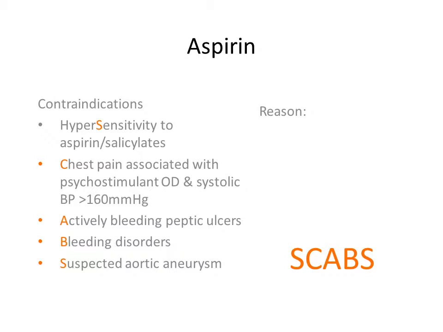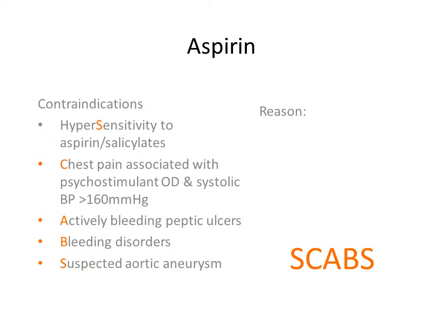Now, when you're looking at the second one, so chest pain associated with a psychostimulant overdose and a systolic blood pressure of greater than 160, the reason it's contraindicated is because in these patients, if they have chest pain or discomfort, it is most likely due to the fact that their heart rate is going too fast, not because of a cardiac origin. So we're not suspecting a clot's necessarily forming there, and that's why they've contraindicated it. It's not necessary for these patients, and their heart's already working hard enough. And again, we don't want to interfere with the clotting factors where we can.